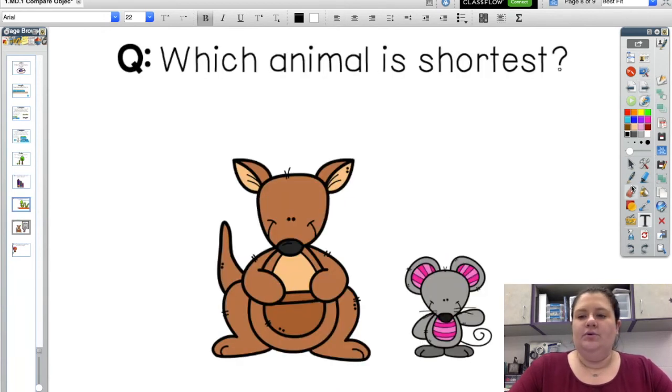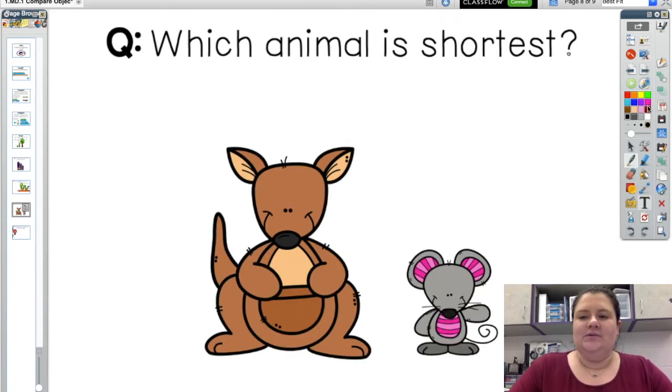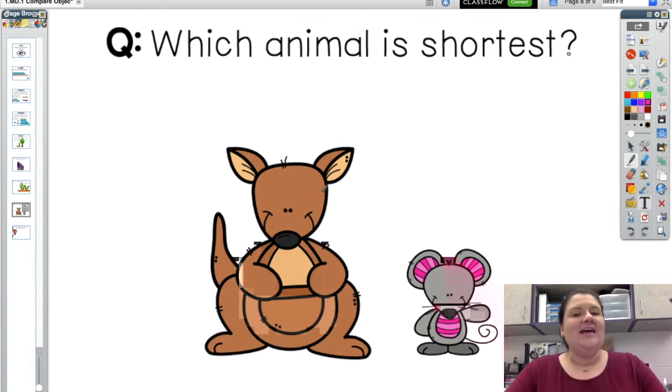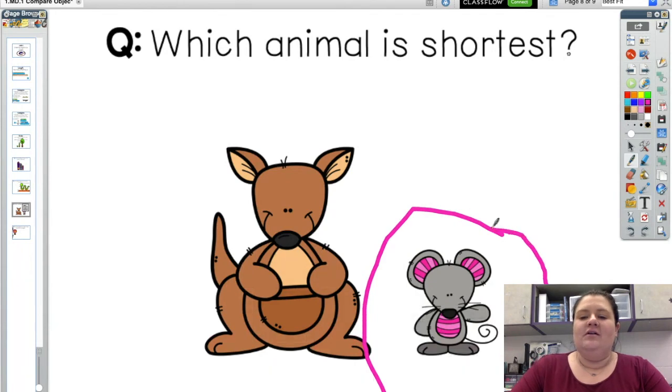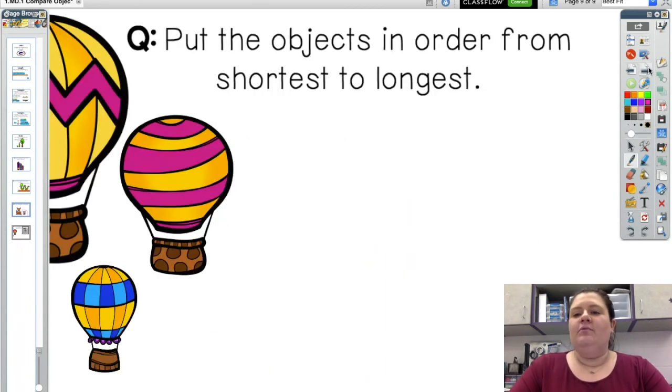All right, okay, so let's take a look at this question. For this question, they want to know which animal is the shortest, the kangaroo or the mouse. Well, luckily they're lined up together, and I can see the kangaroo is quite tall, so I'm going to circle the mouse. The mouse is the shortest animal. We have one more question.